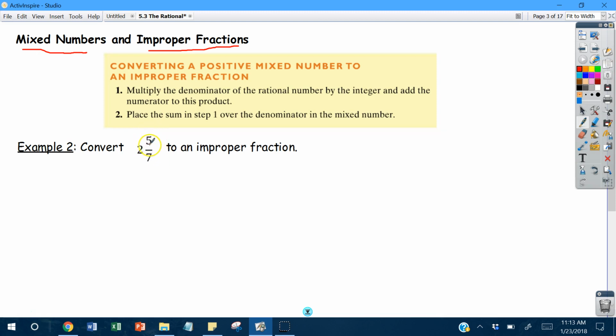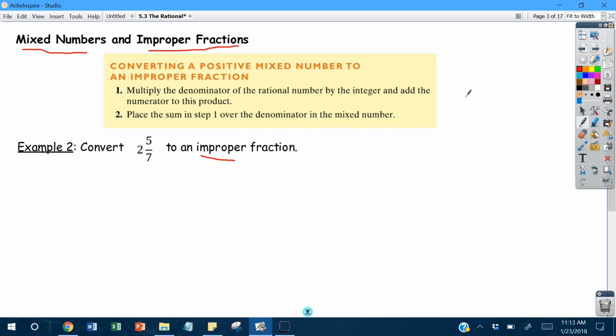All it's got to be is larger than 7 for it to be considered improper. So to do this, we'll use this method that's written up here. We're going to multiply the denominator of the rational number by the integer and add the numerator to this product. And then we're going to place the sum in step 1 over the denominator in the mixed number.